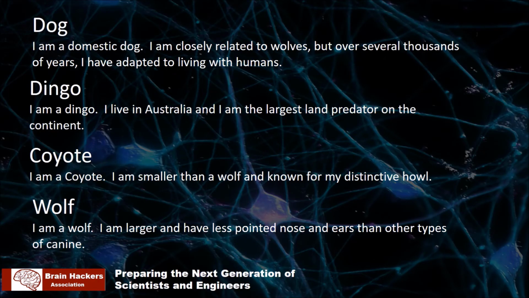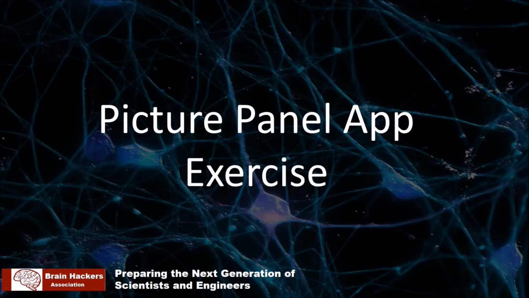For the text string in each of the text-to-speech, here are words that can be entered that describe each of the animals in the pictures. Now that you know how to create the Picture Panel app, you can create your own app based on the subjects or the topics that you may be studying, or some subject or topic that you are personally interested in.